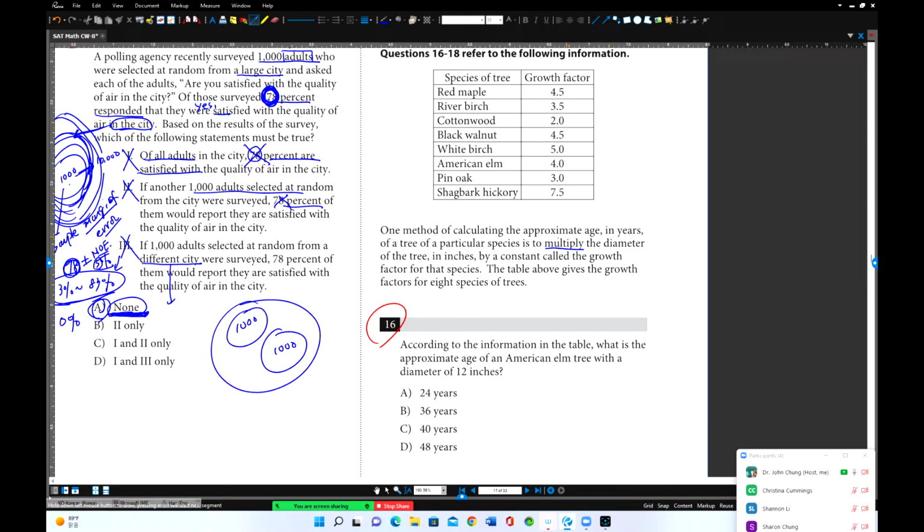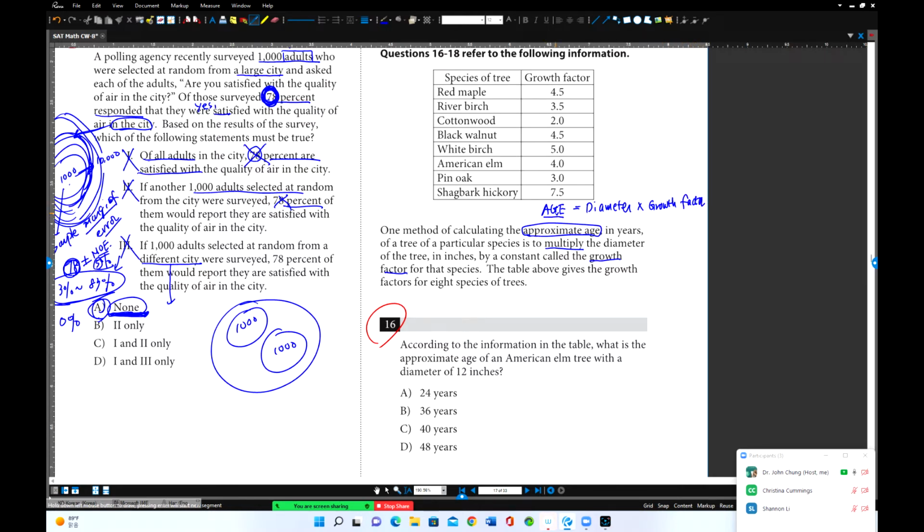The age. Where is it? I saw the age. Okay, approximate age. The age of this tree can be obtained by multiplying the diameter of a tree, if you have the diameter, with the growth factor over here. And the growth factor. Now you get the age.